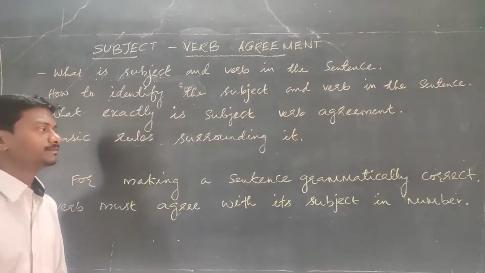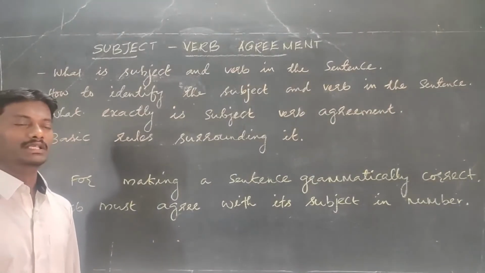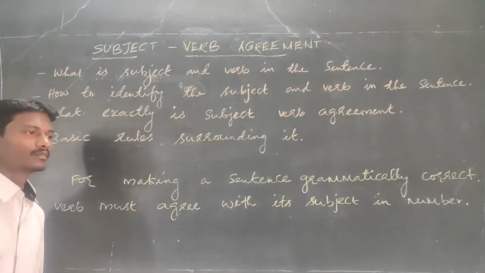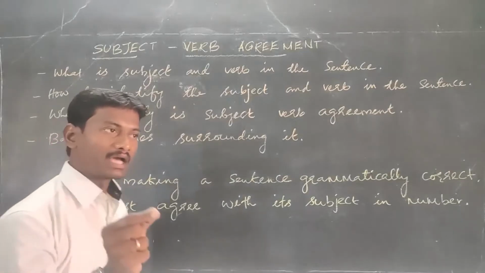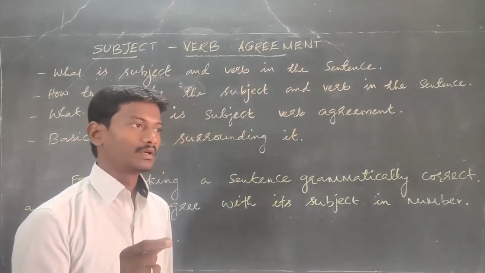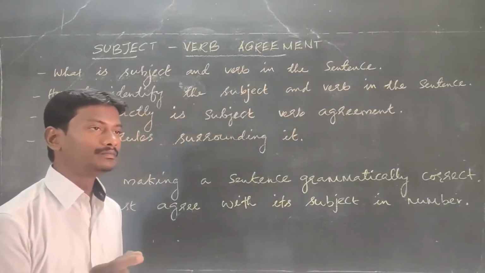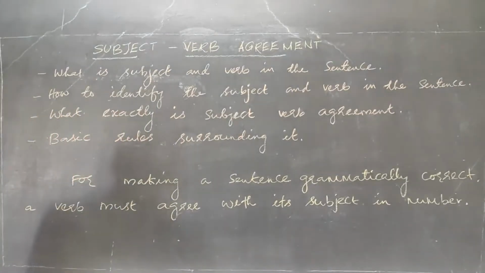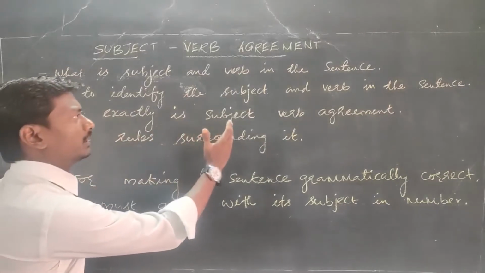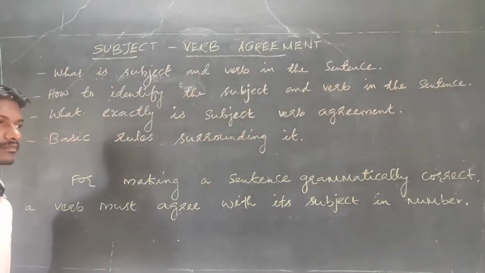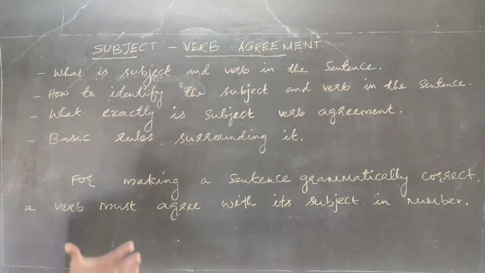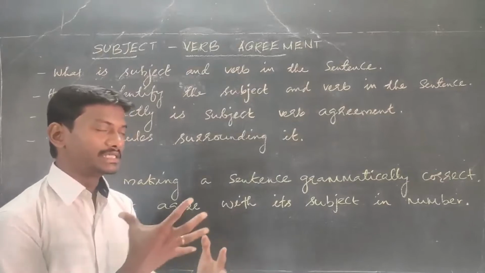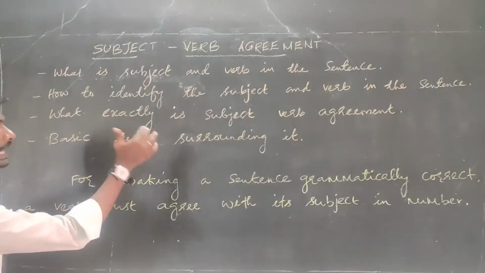Dear students, in this class we discuss subject-verb agreement. Each subject has a verb. How? We see now. What is subject and verb in the sentence? That's why we are going to see it deeply.